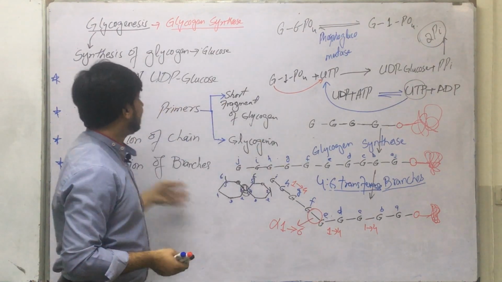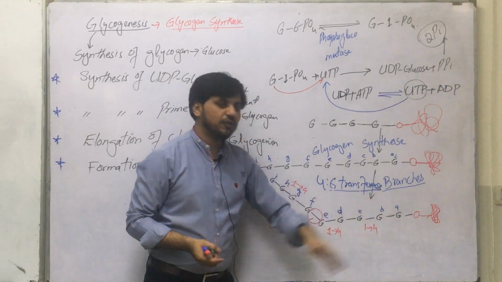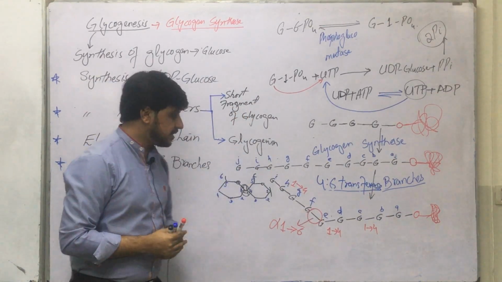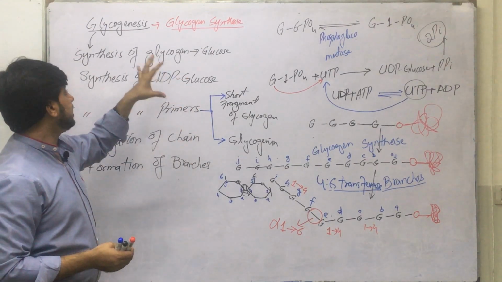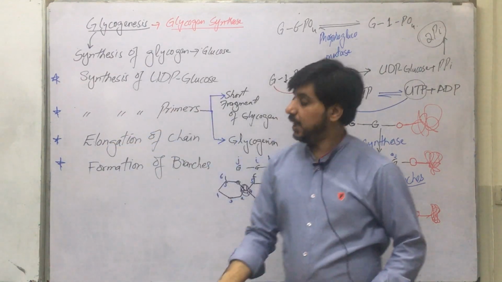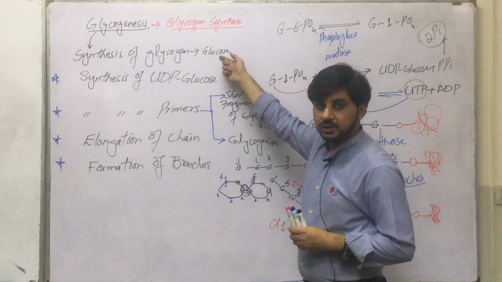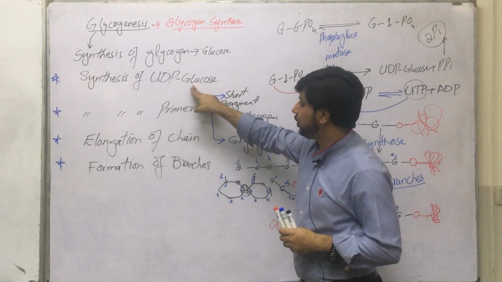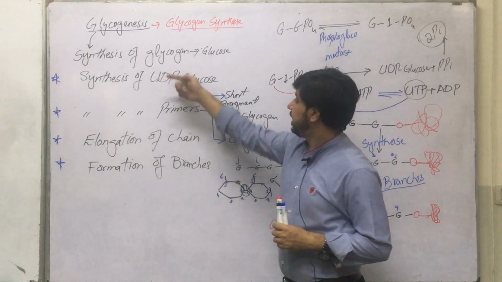So this was all about glycogenesis, and the main enzymes are glycogen synthase as well as 4,6 transferase. These are the most important enzymes, and the key enzyme for glycogenesis is glycogen synthase. Once again I am going to repeat that in glycogenesis, that is the synthesis of glycogen from glucose, there are 4 steps: synthesis of UDP glucose, synthesis of primers, elongation of chain and formation of branches.